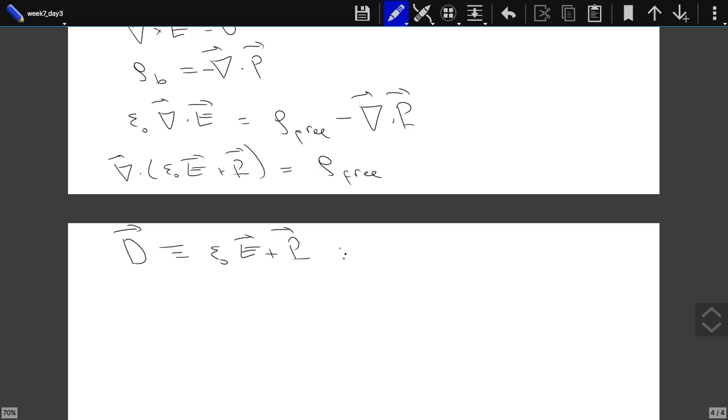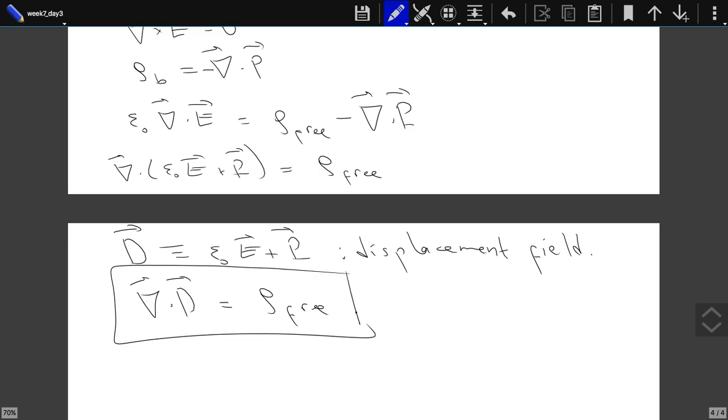This is the definition. And the divergence of this displacement field is equal to rho free. This is the equation that we were looking for. It only contains the free charge. But of course, there is no free lunch. We gain one thing: this equation doesn't refer to bound charges anymore, but we have what we call this displacement field.